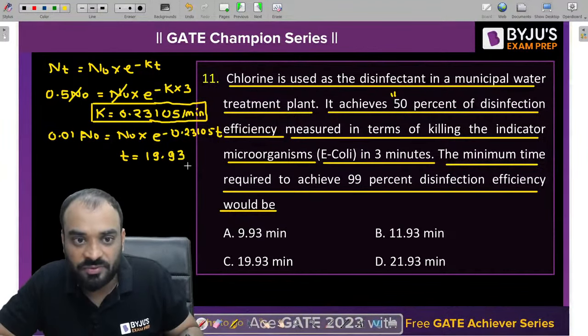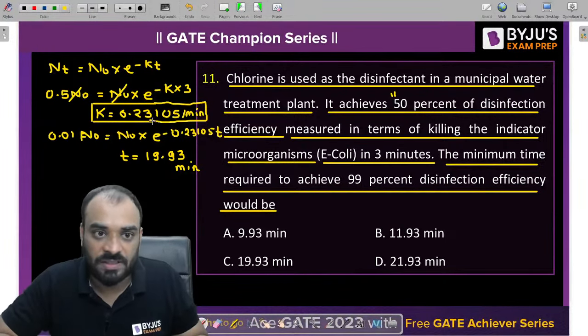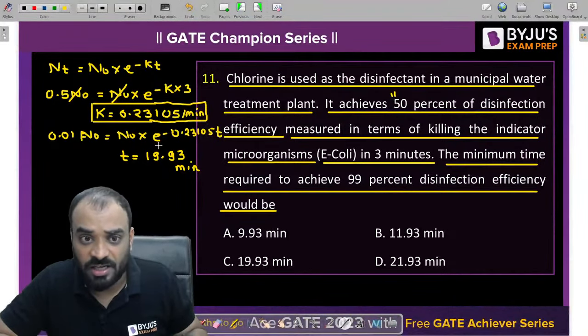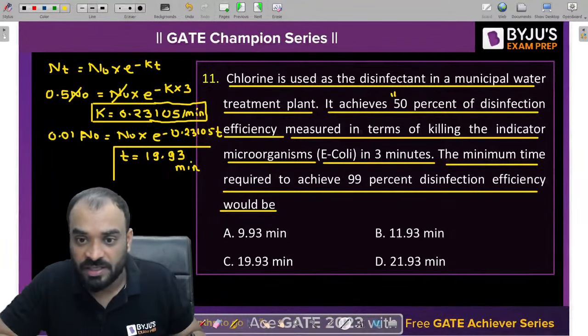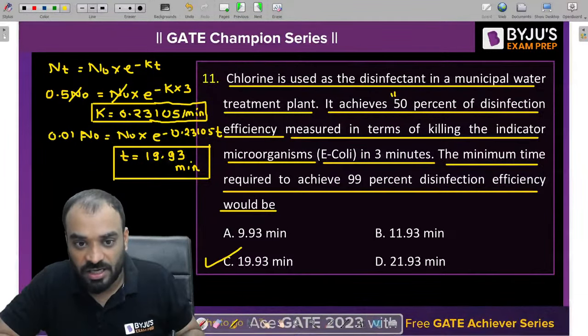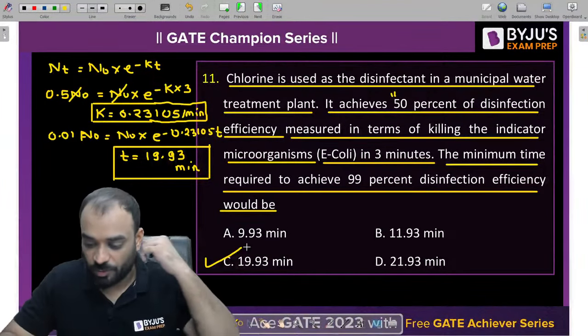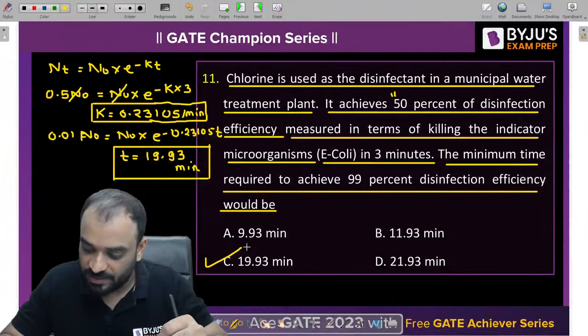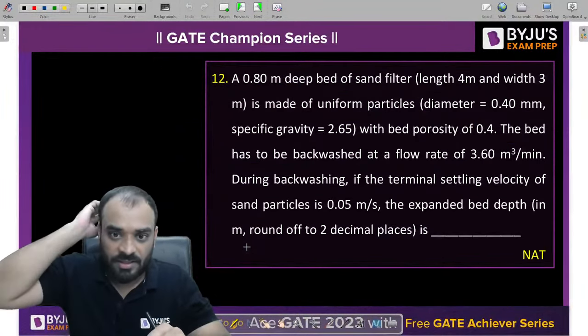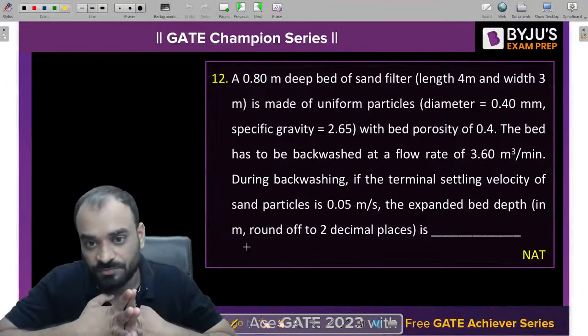That is the reason, guys, that I am suggesting you use the value after the decimal, like 4 to 5 digits, right? Then only you will get the correct answer. Because in this particular case they have very close options, 19.93, 21.93 and so on. So that's the reason, guys. The answer is C. C is the correct answer for the problem. Crystal clear? C is the correct answer. Very nice. Next question in front of you.